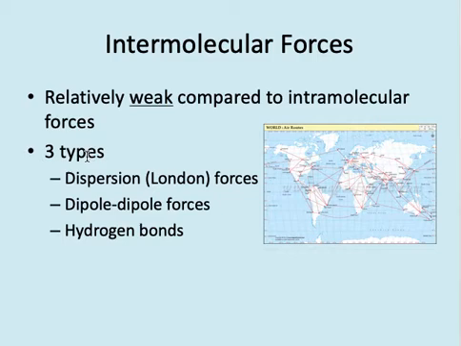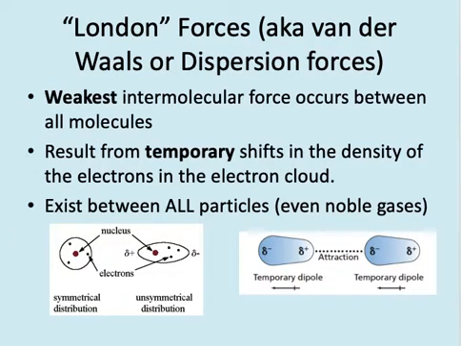There are three types of intermolecular forces: dispersion or London forces, dipole-dipole forces, and hydrogen bonds. The first type we're going to talk about are London forces. You might also hear those called van der Waals or dispersion forces. They have lots of different names, but they're the weakest of the intermolecular forces. And these basically occur between all types of molecules. These even can happen a little bit between noble gases.